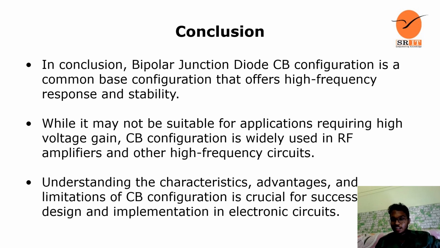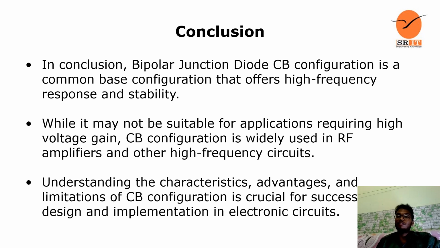So moving on to the conclusion. In conclusion, bipolar junction diode CB configuration is a common base configuration that offers high frequency response and stability. In BJT, especially common base configuration, we could actually see more stability. The reason behind this is the base is present exactly in between the emitter and collector. That is the reason why it offers higher stability when compared to other configurations.